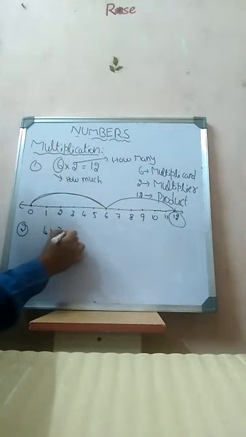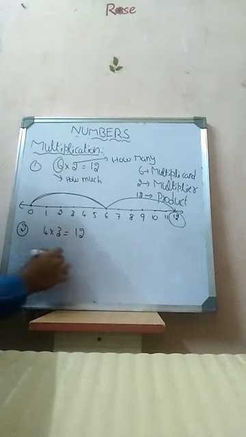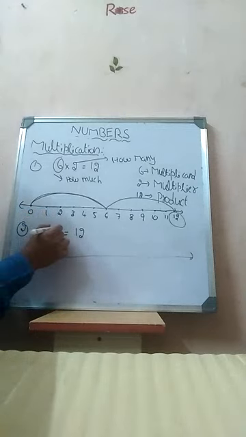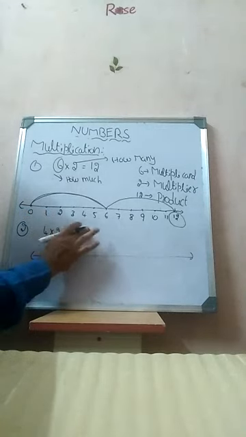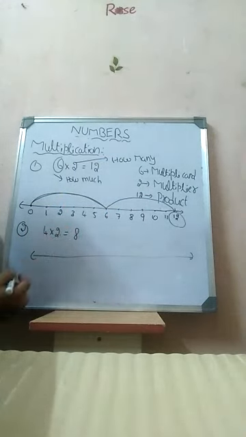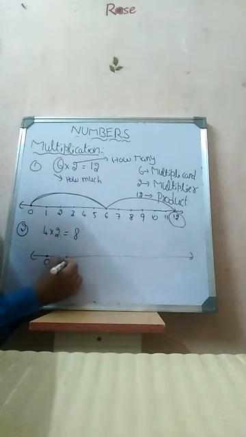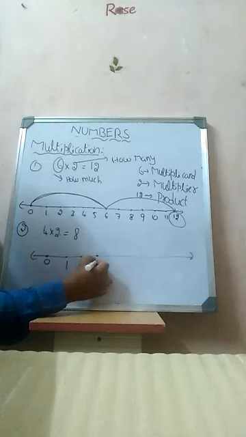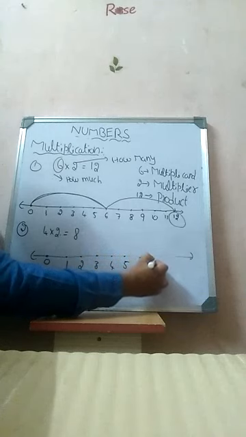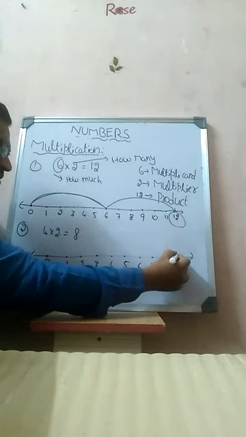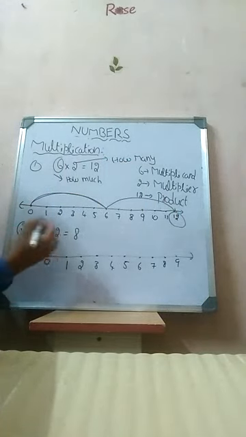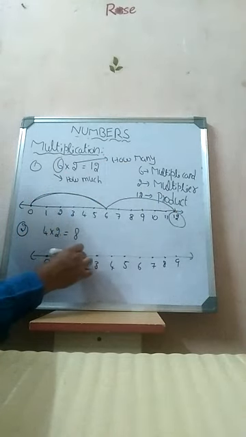4 3s are 12 here, and okay, take one more different. 4 2s are 8. Why again 12? 12 we took here. So take some different number here. So 4 2s are 8. So 0, 1, 2, 3, 4, 5, 6, 7, 8, 9. So here multiplicand is 4. So we have to jump. How much we have to jump? 4. So 1, 2, 3, 4.